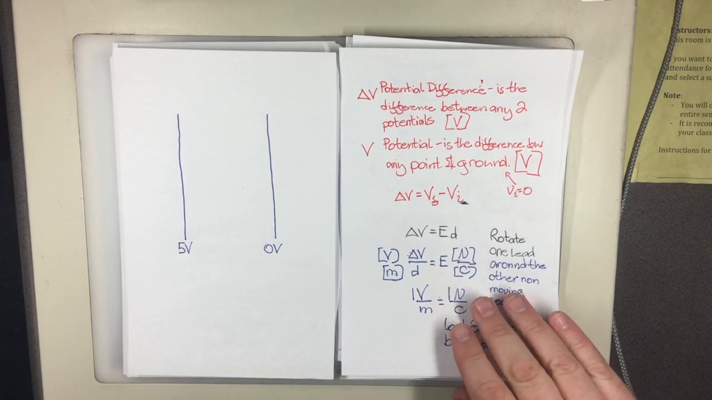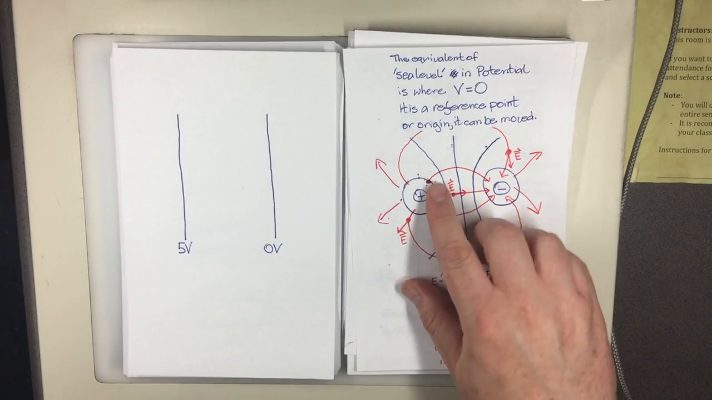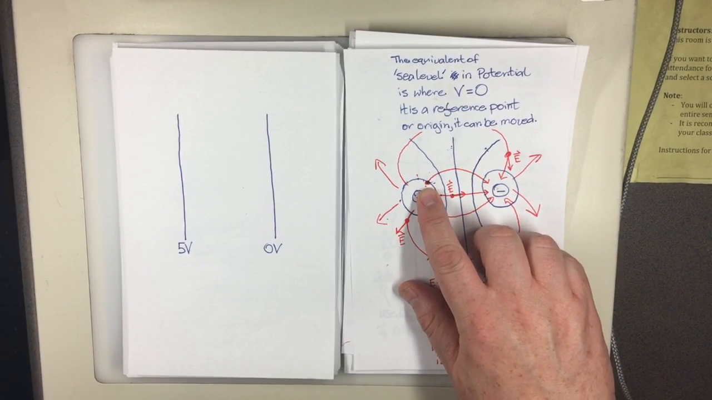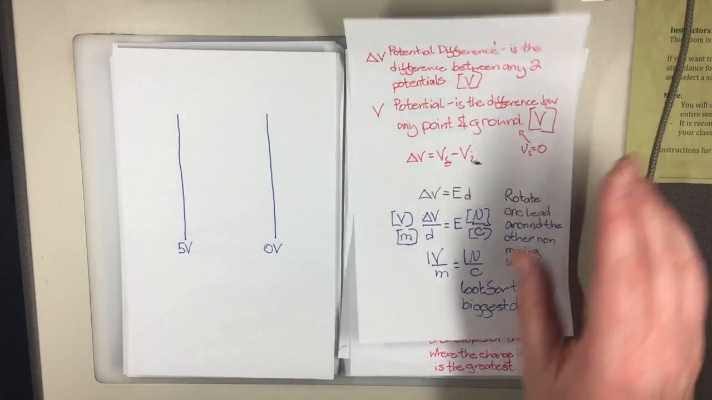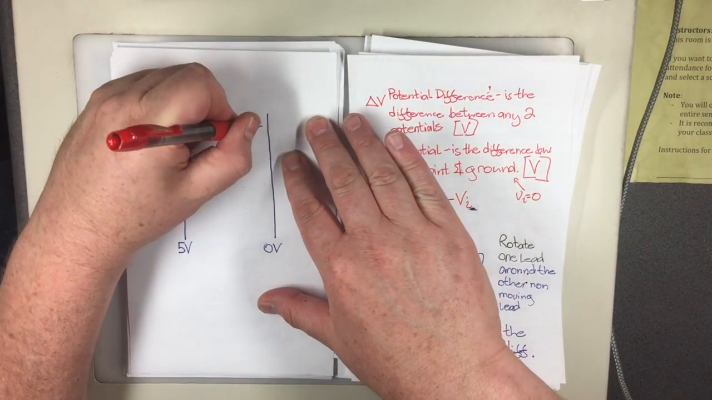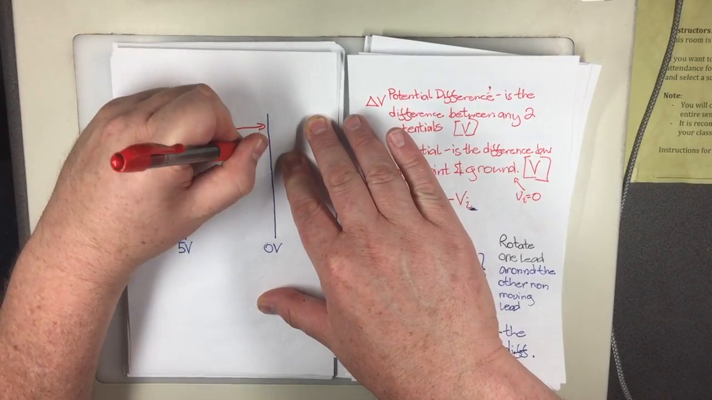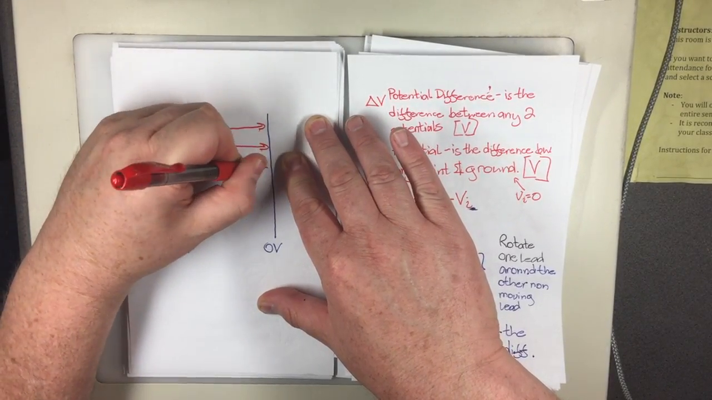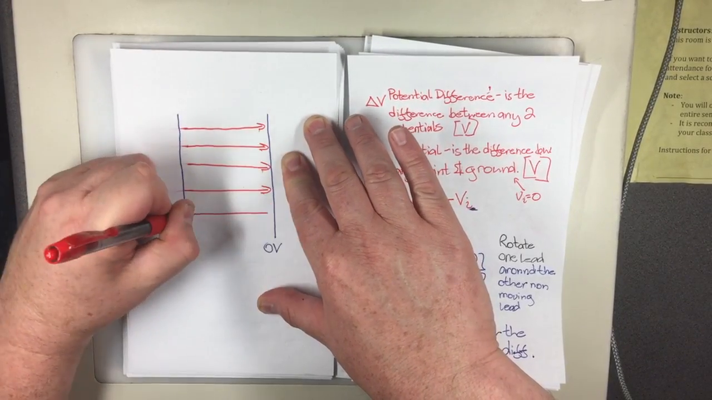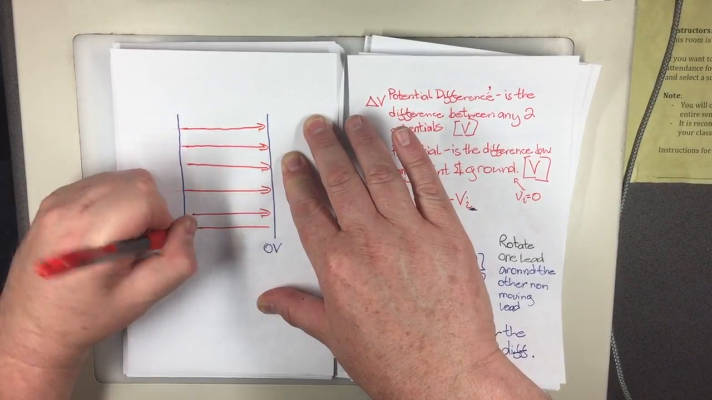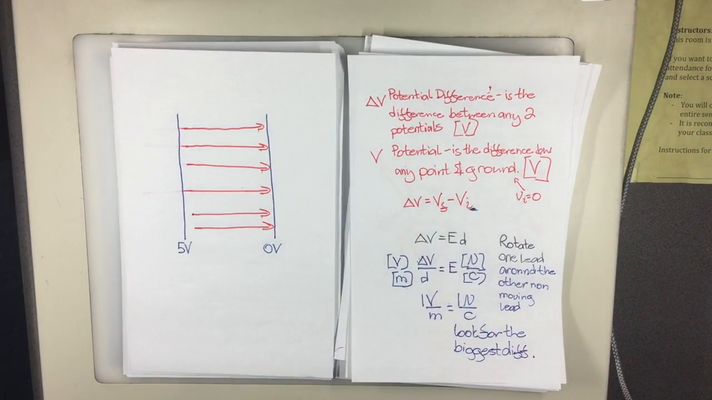What you're going to do is the same thing that you did before. Drop your reference lead, measure the location of greatest difference, and what you will find out is that those E field lines go like this. That between the two plates, they are uniform.